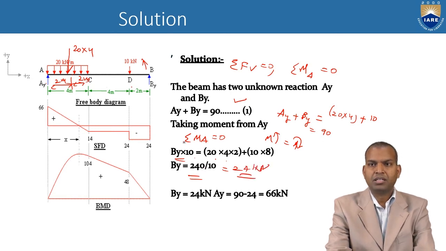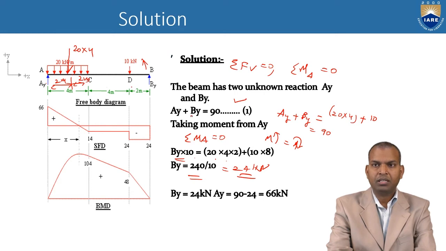Substitute this BY in equation 1, and AY can be obtained. The AY value is 66 kilonewtons.